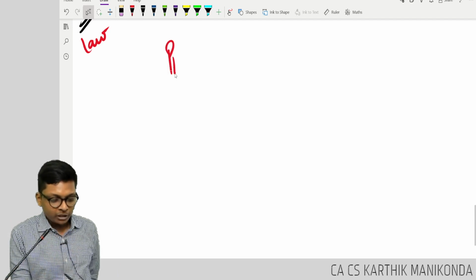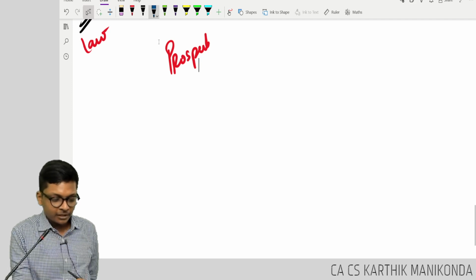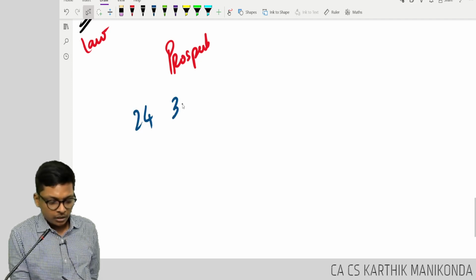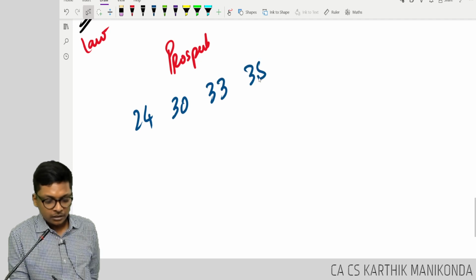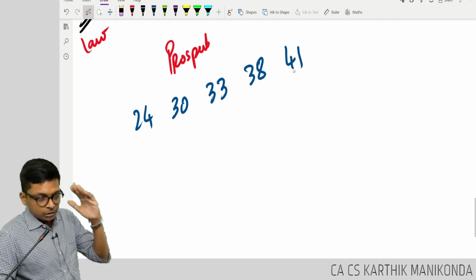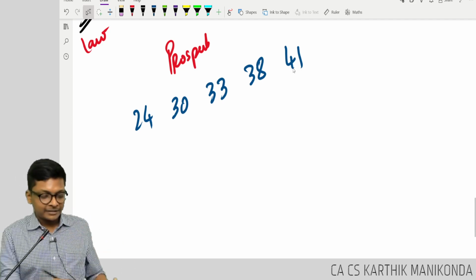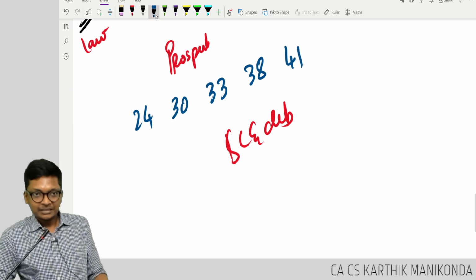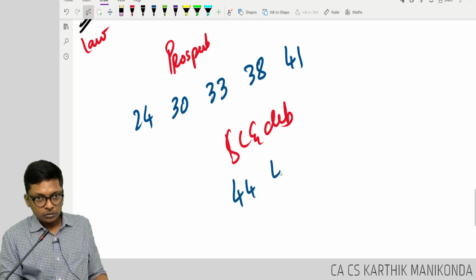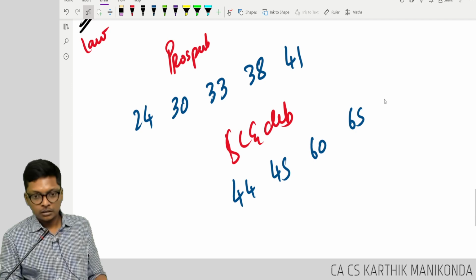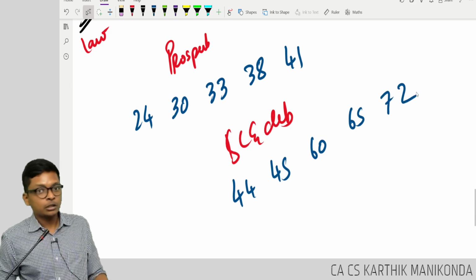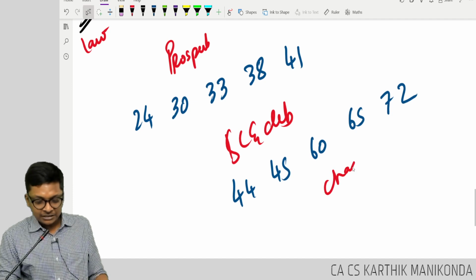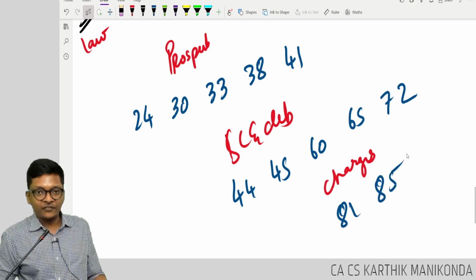In the Prospectus chapter, if you remember, sections 24, 30, 33, 38, 41. This was not there, I repeated many times, it was not there in the old syllabus. Then in the share capital and debentures chapter, 44, 45, 60, 65, 72, I said it is not there. Then in the charges chapter, 81 and 85 were not there in the old syllabus.